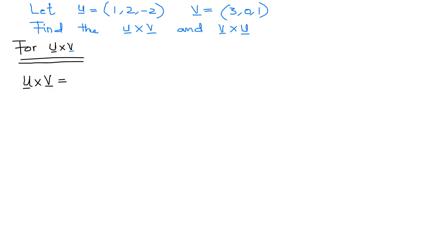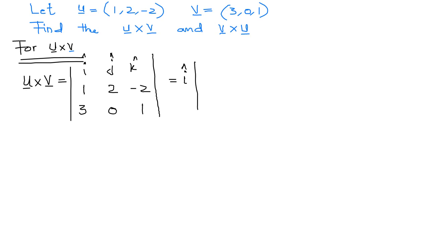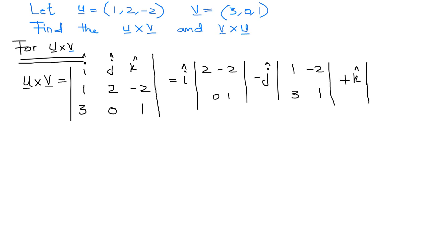find the cross product, which is equal to the determinant with i, j, and k. Okay, and the u vector is what? 1, 2, and minus 2. And the v vector is what? 3, 0, and 1. Right? Now you have to do the i. The i part is the determinant of 2, minus 2, 0, and 1. And what is the j part? The j part is 1, minus 2, 3, and 1. And what is the k part? The k component is 1, 2, 3, and 0.